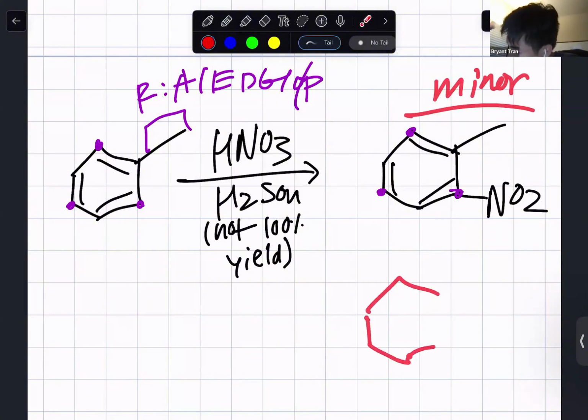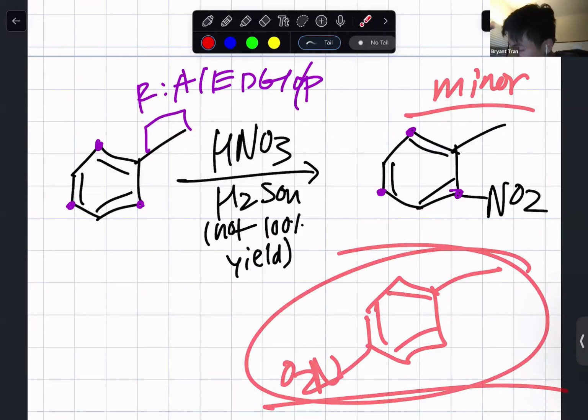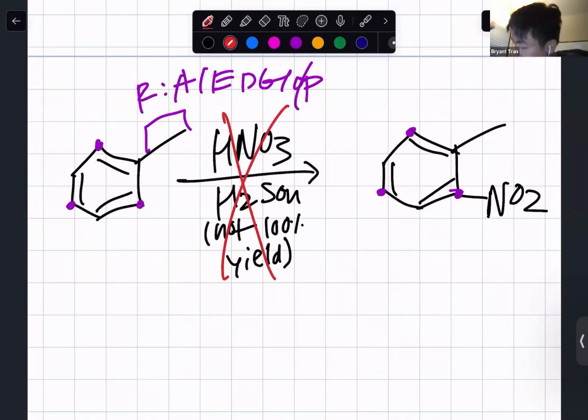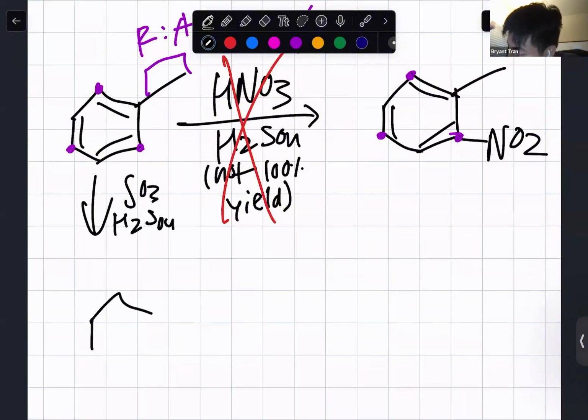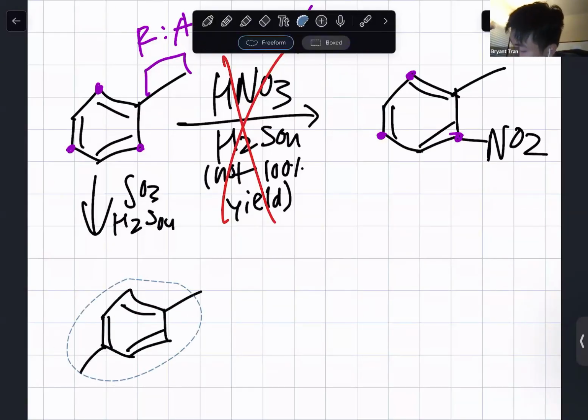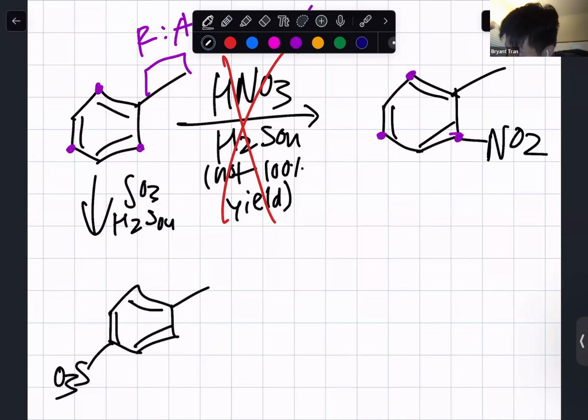The major product would be if we added the nitro group para to that EDG. That will also get formed. So let's cross this out and block the para position so the nitro group cannot go there. To do that, we're going to use sulfonation, SO3, H2SO4. And because the thing that gets added, SO3H, is so big and bulky, we're going to exclusively add it para to that EDG right there. That is the purpose of this step, block para position.